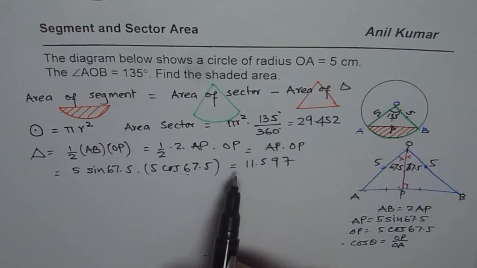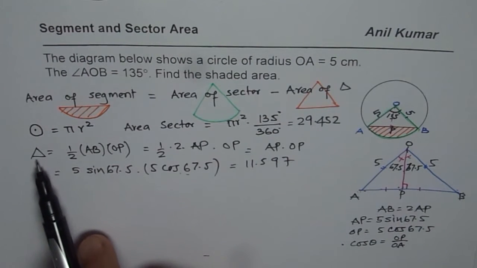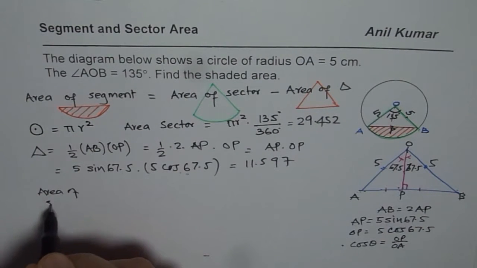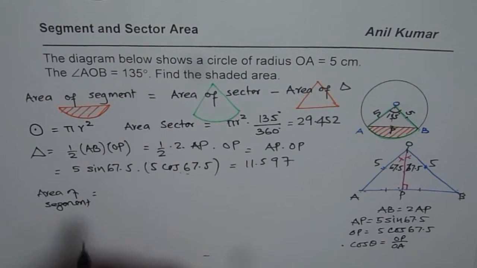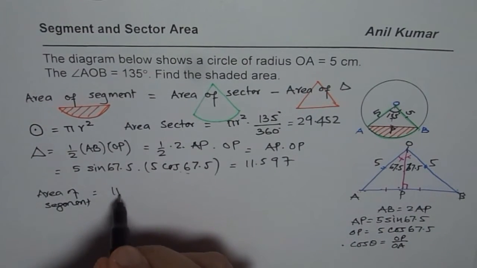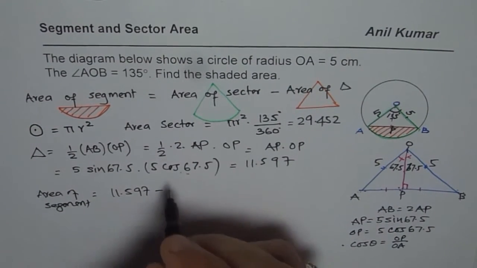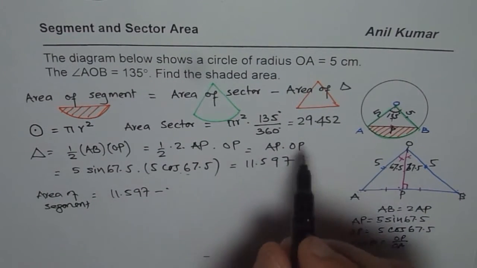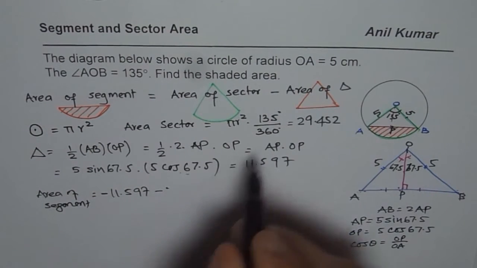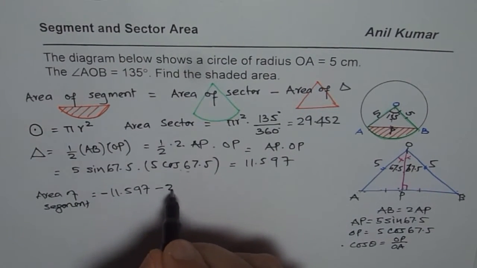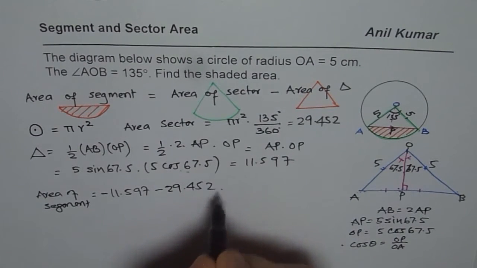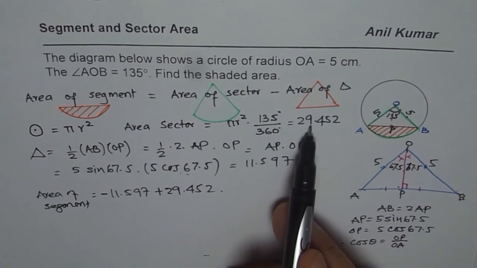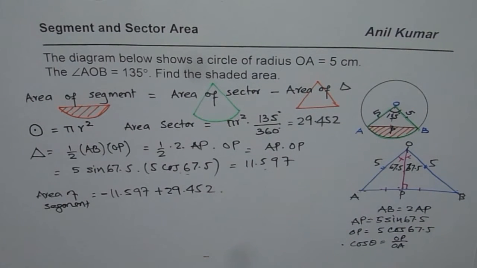Now we know the area of the sector and we know the area of the triangle, so we can find the area of the segment. We get area of segment equal to the difference of these two, that means 29.452 minus 11.597. I wrote it the other way, so I should have written this minus that one. Anyway, so now you get it.